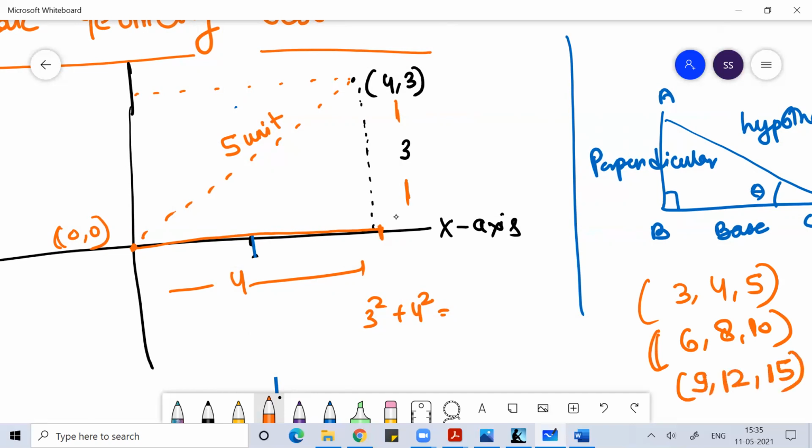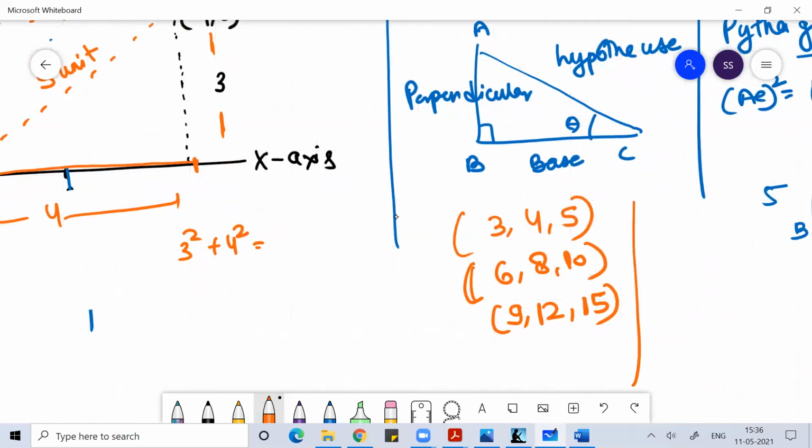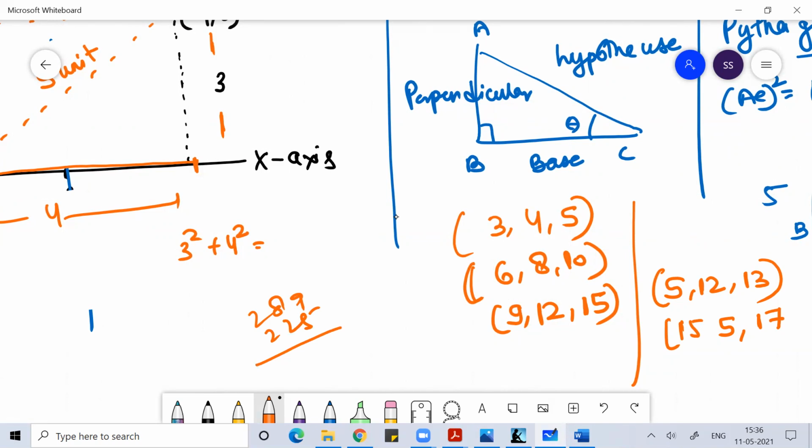3s are 9, 4 3s are 12, 5 3s are 15. Okay. Those triplets, if you can remember, the very common triplets are 5, 12, 13, then 17, 285, 7, 289, and then 15, 289, then 254, 5, 8, 17. These are very common Pythagoras triplets.